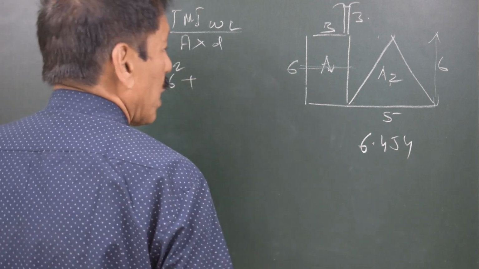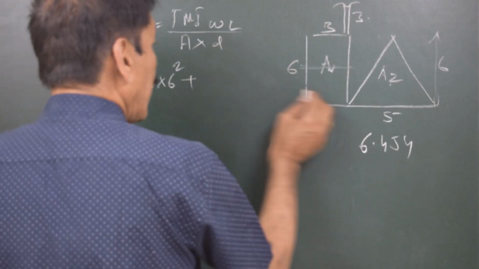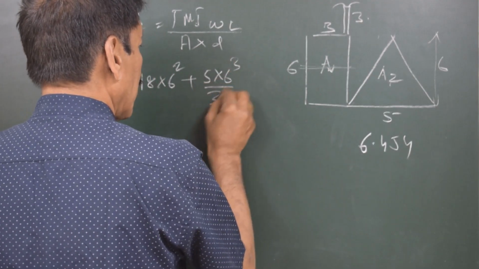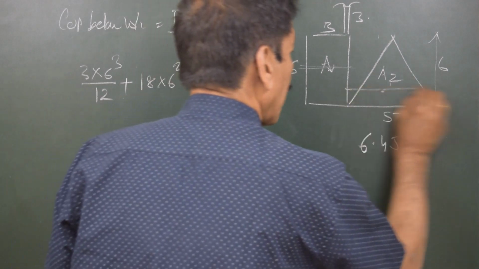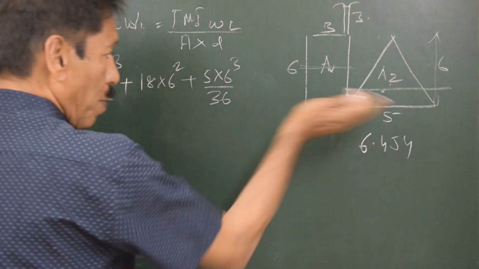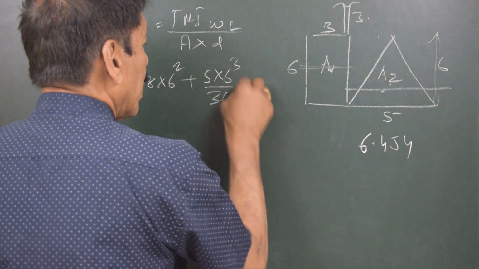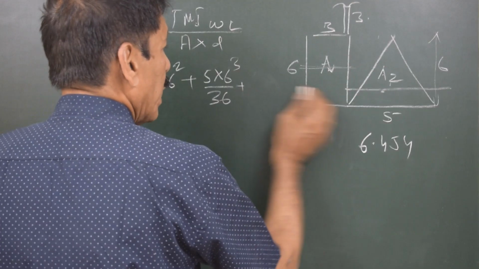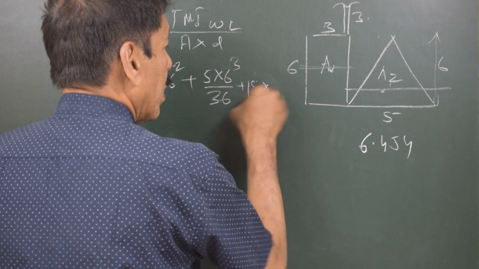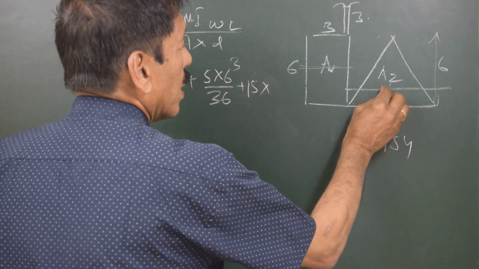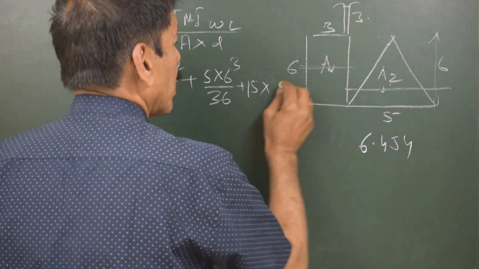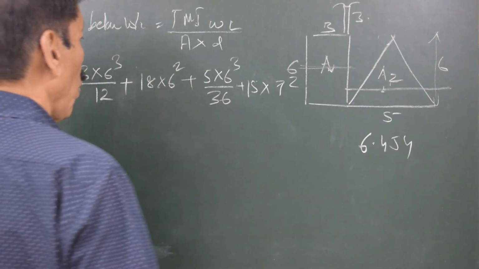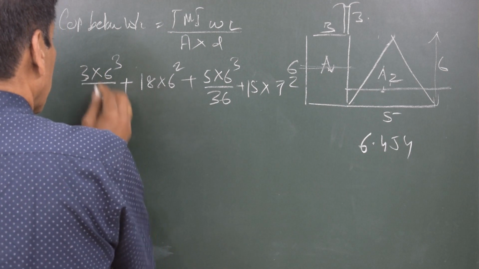In respect of triangle, it is BH cube upon 36, that is 5 into 6 cube upon 36, that is the moment of inertia about this axis passing through the centroid parallel to the base, and this will be added up with AD square. A is 15, D is 4 plus 3, 7 square. So that is the total moment of inertia about the water level. And how much is this?